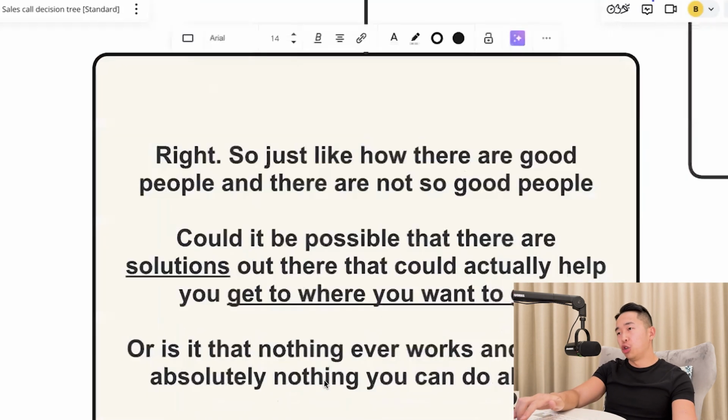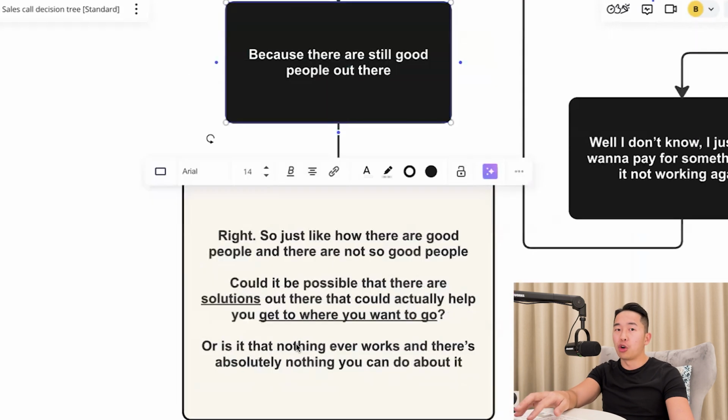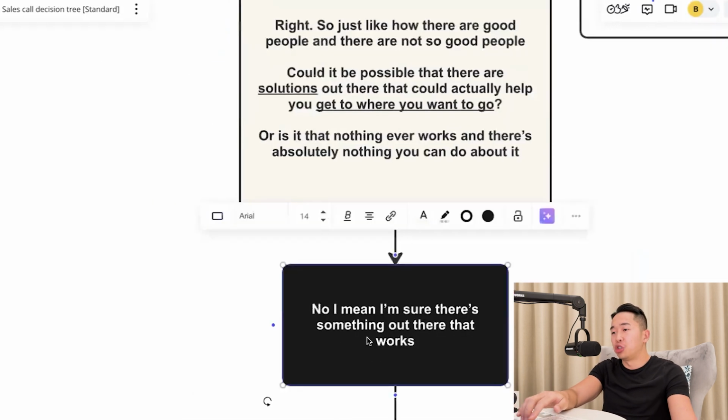So you go, okay, right. So just like how there are good people out there, not so good people, could it be possible that there are also good solutions out there and not so good solutions, but people that could actually help you start a successful business and get you out of your job? Or is it that nothing ever works and there's absolutely nothing you can do about it? So again, going for no, right? It's like, no, I mean, I'm sure there's something out there.